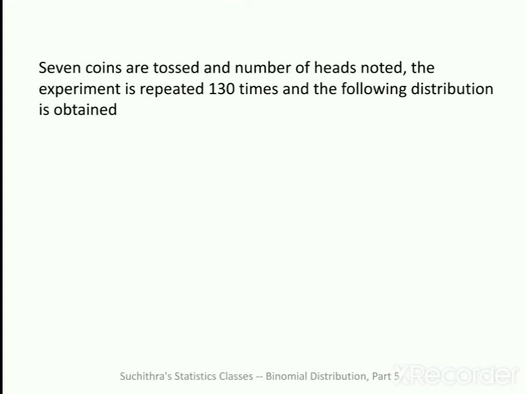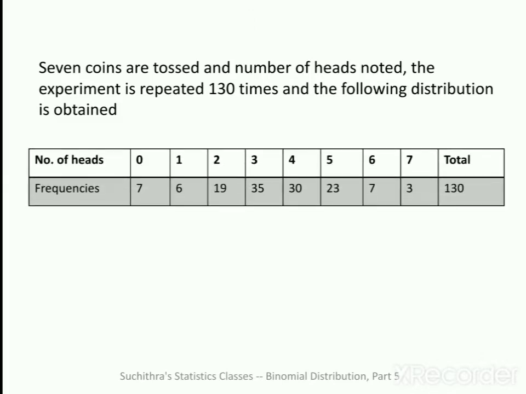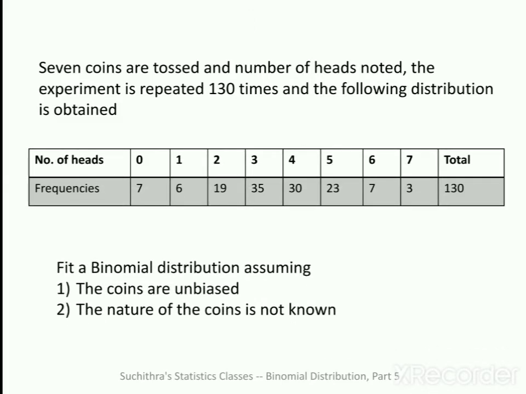Then let us do one problem in fitting. 7 coins are tossed and the number of heads noted. The experiment is repeated 130 times and the following distribution is obtained. Fit a binomial distribution assuming the coins are unbiased, and when the nature of the coin is not known. So let us do case 1.